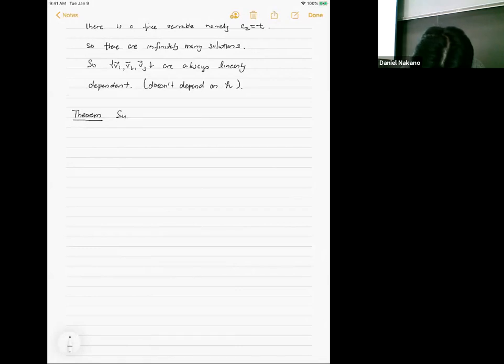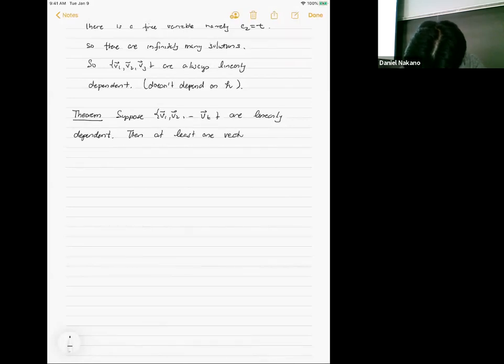Suppose that V1, V2, up to Vt are linearly dependent. Okay? So then at least one vector is a linear combination of the others.